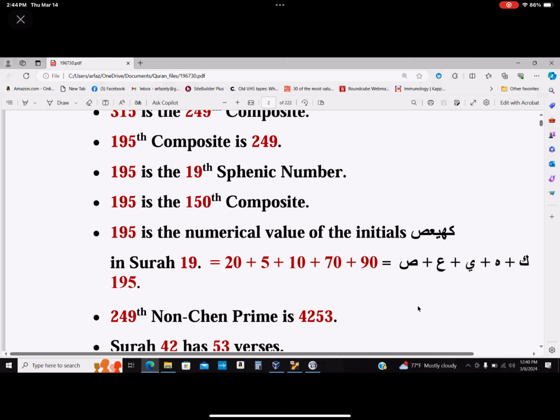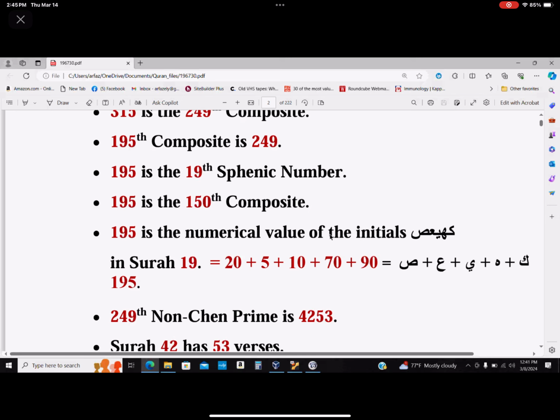By the way, for more information, 150 happens to be the numerical value of the word Jesus. Isa is 150. And we know that the 19th frequency of Isa is actually in chapter 19. Isn't that amazing? You see why these things are there? We know the reason.